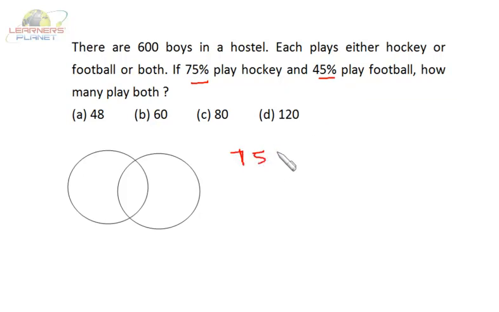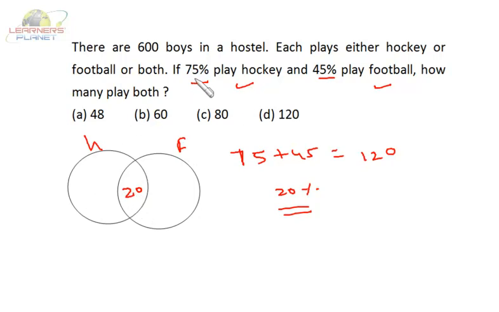It's 75 plus 45 is equal to 120. That means we are exceeding 20%. That means this 20% is calculated 2 times, in case of hockey also, or in case of football also. That means precisely 20% of the students are playing both the games. Suppose this circle is of hockey and this circle is of football. So 20% are playing both the games.